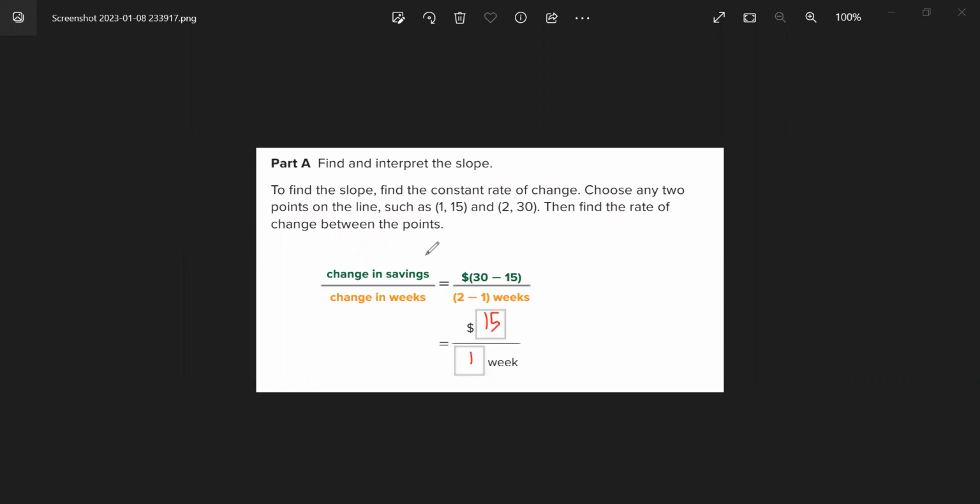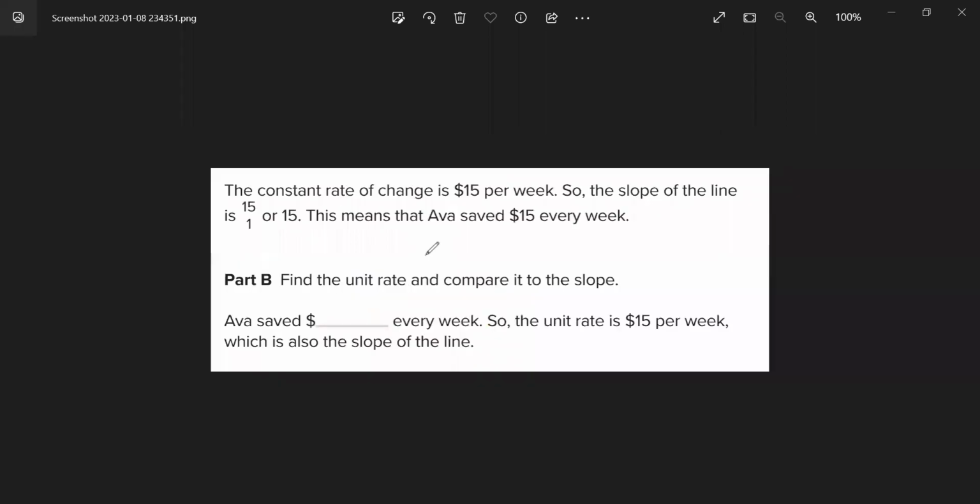When we interpret this slope, we will find out that it's the same as the unit rate. The constant rate of change is 15 per week. So the slope of the line is 15 over 1, or 15. This means that Ava saved $15 every week.